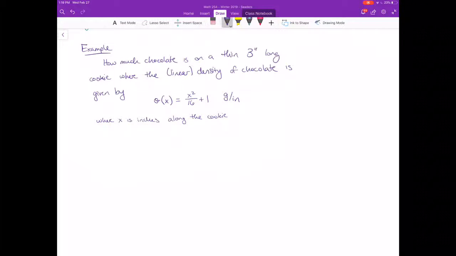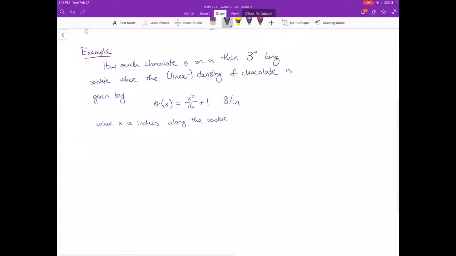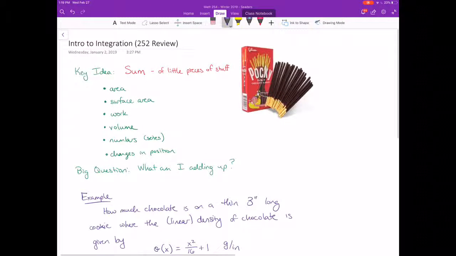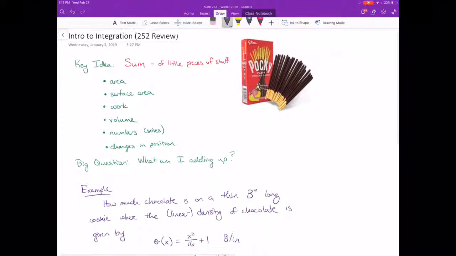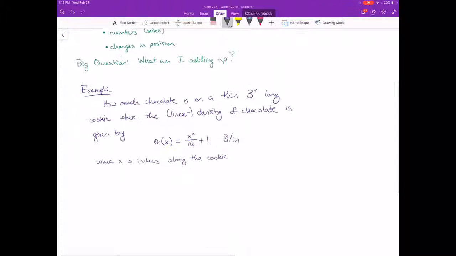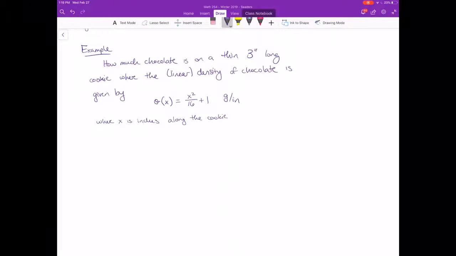So this is the example we're going to work with. And this is why we have a picture of Pocky Sticks, really thin, long, linear-like cookies, so we can talk about a linear density. In 252, you did this with like a thin metal rod or something. So I'm going to do chocolate along the line, essentially, a thin, long cookie.